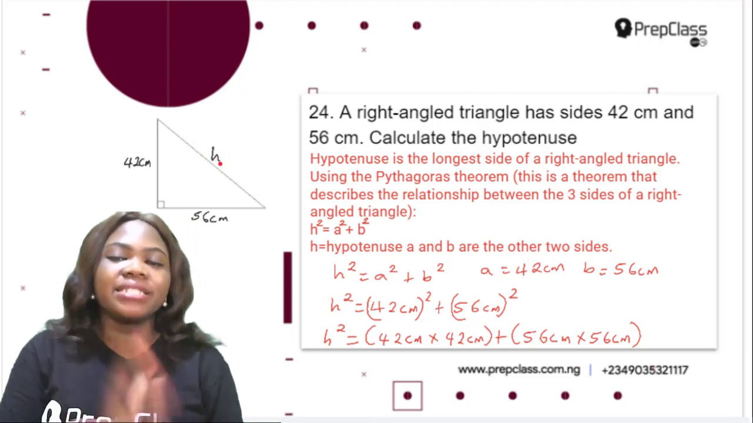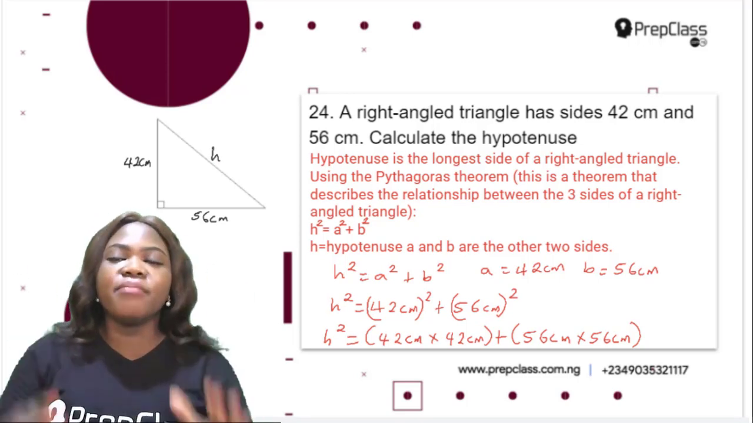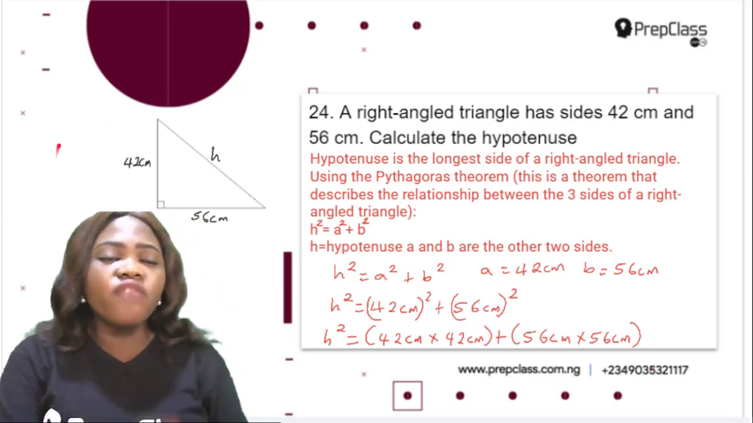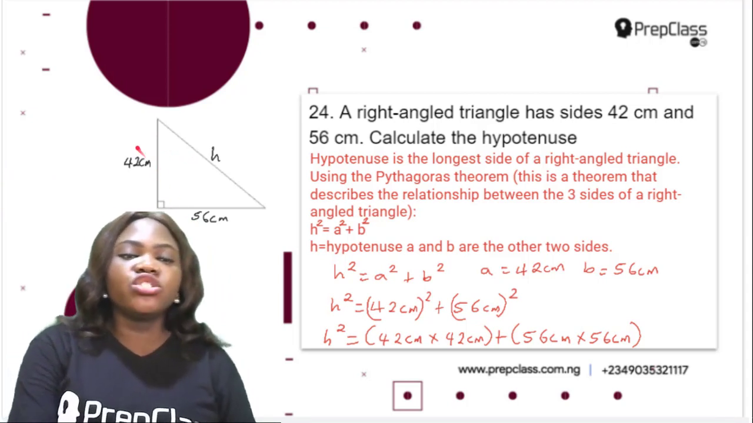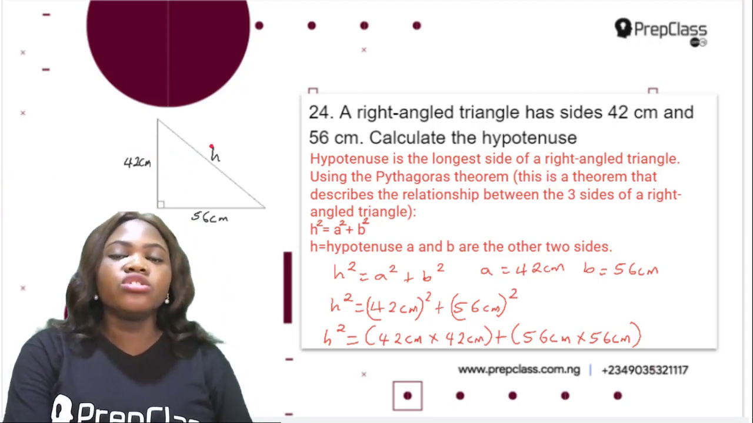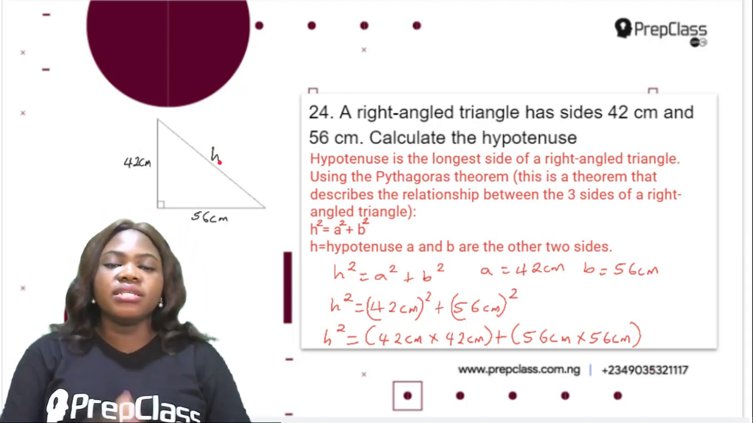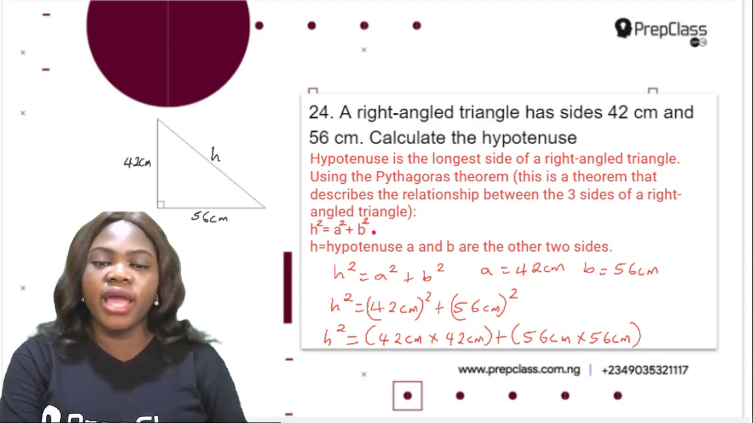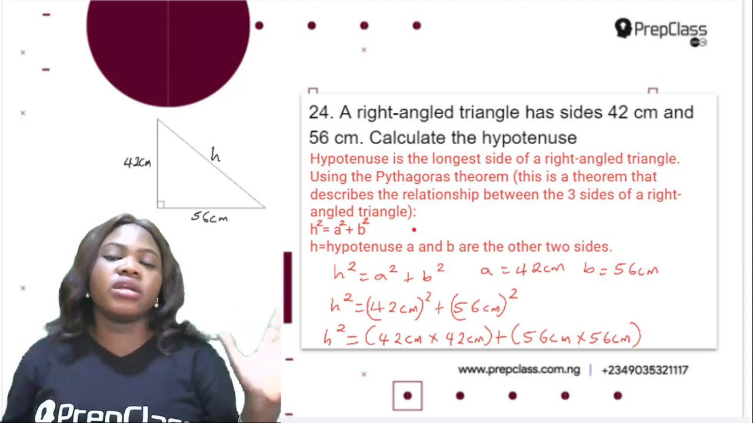Okay, so using the Pythagoras theorem, do you know what Pythagoras theorem is? So Pythagoras theorem is a theorem that describes the relationship between the three sides of a right angle triangle. So it states that the sum of the square of the two sides is equal to the square of the hypotenuse. Okay, so this is it here. h square equals a square plus b square, where a and b are the other sides, then h is the hypotenuse.